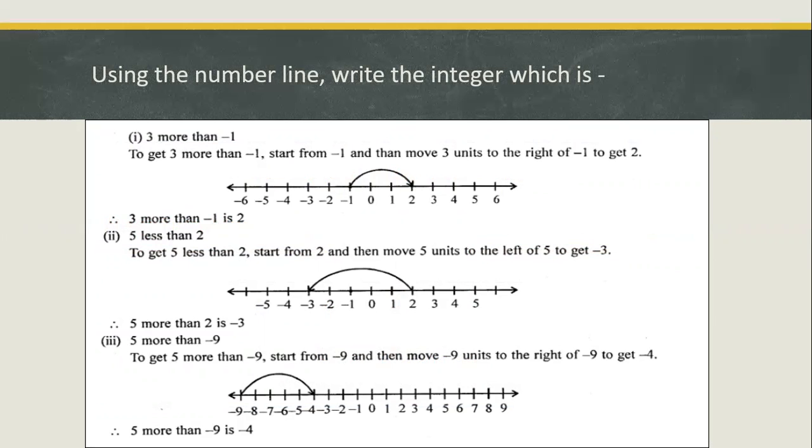5 less than 2. To get 5 less than 2, start from 2 and then move 5 units to the left of 2 to get minus 3. Therefore, 5 less than 2 is minus 3. 5 more than minus 9. To get 5 more than minus 9, start from minus 9 and then move 5 units to the right of minus 9 to get minus 4. Therefore, 5 more than minus 9 is minus 4.